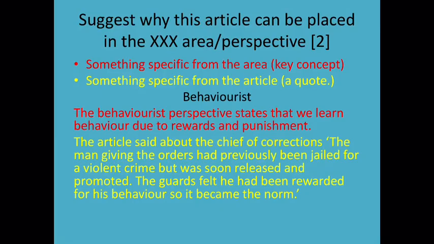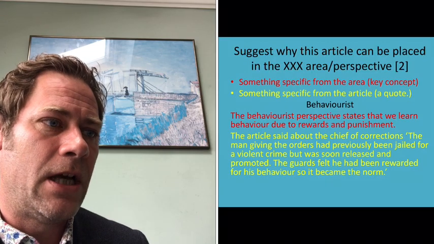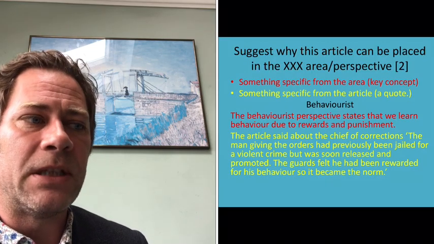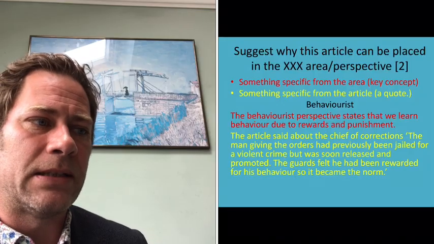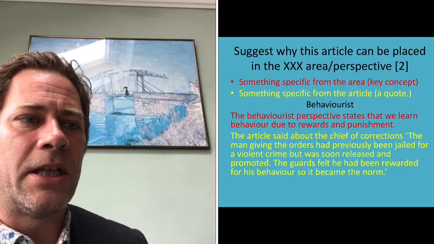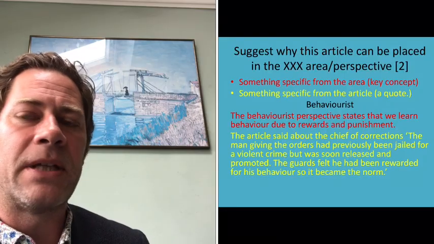So here's my answer to the question: suggest why this article can be placed in the behaviourist area, or in this case perspective. The behaviourist perspective states that we learn behaviour due to rewards and punishments, which is operant conditioning. And then to link it to the study, I've said the article said that the chief of corrections, who was the man giving the orders, had previously been jailed for a violent crime but was soon released and promoted. The guards felt he had been rewarded for his behaviour and it became the norm. So there is that link between rewards and behaviour.